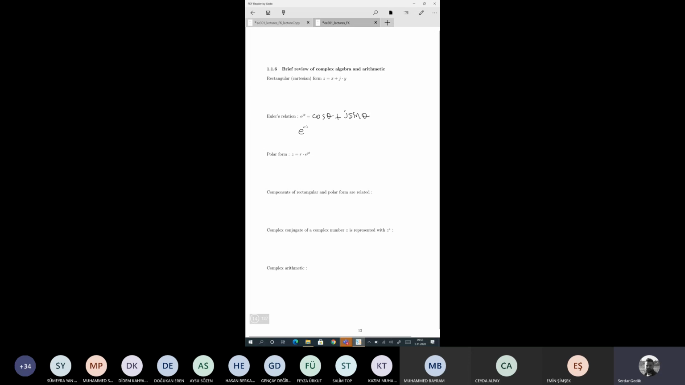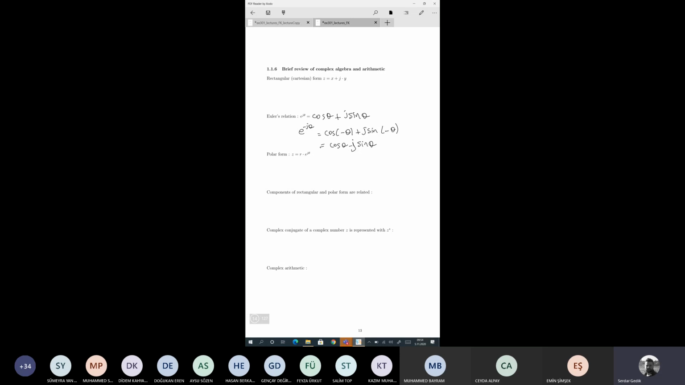If you have e to the power minus j theta, of course, instead of theta now I have minus theta. So it is equal to cosine of minus theta plus j sine of minus theta. And you know that cosine is an even function, sine is an odd function. So cosine of minus theta is cosine theta, and sine of minus theta is minus sine theta. So this is cosine theta minus j sine theta.